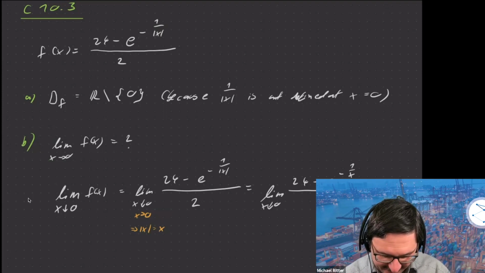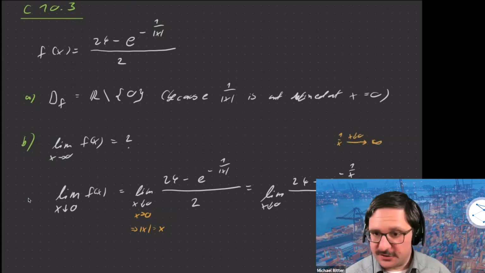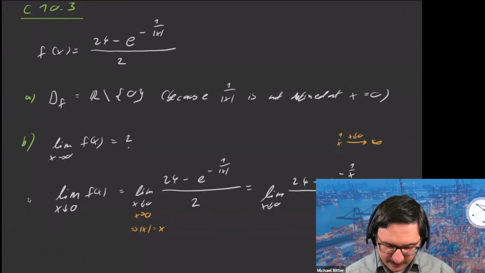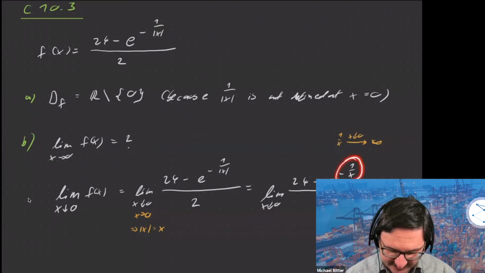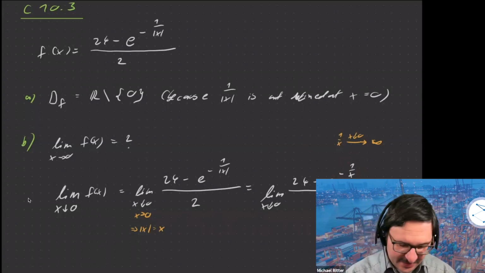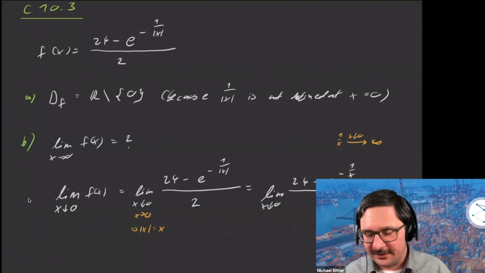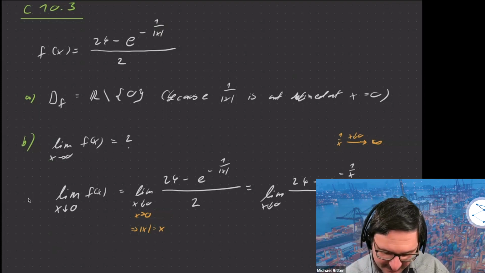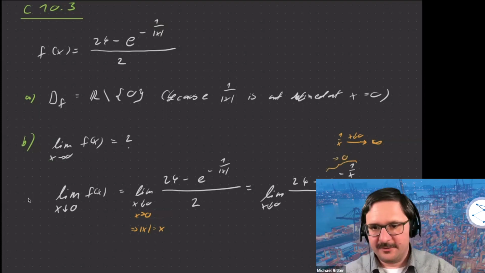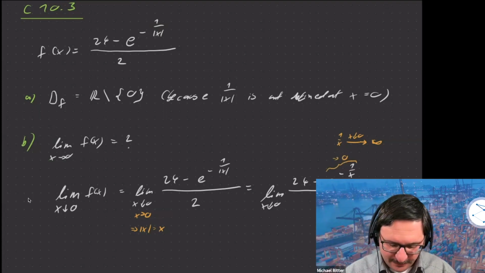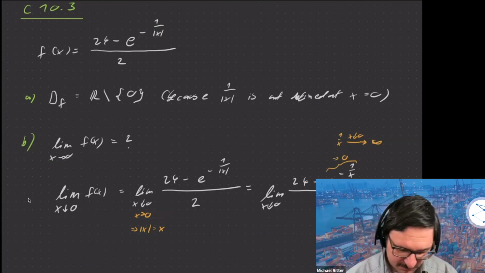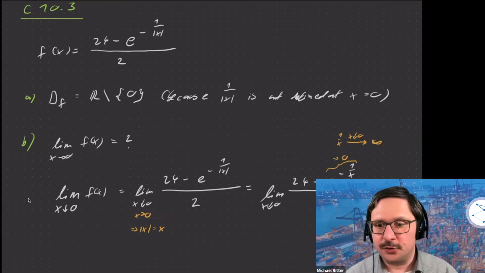So for x to 0 from above, 1 over x tends to infinity. We've discussed that before. So minus 1 over x tends to minus infinity, and e to the minus 1 over x, this whole expression here, will then tend to 0, right? e to the minus infinity tends to 0. So basically we're left with 24 divided by 2, and that's 12. So that limit is 12.